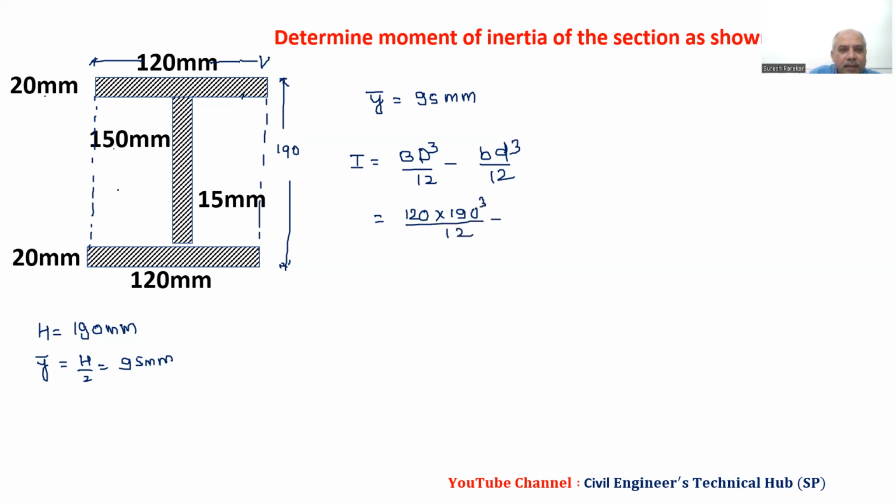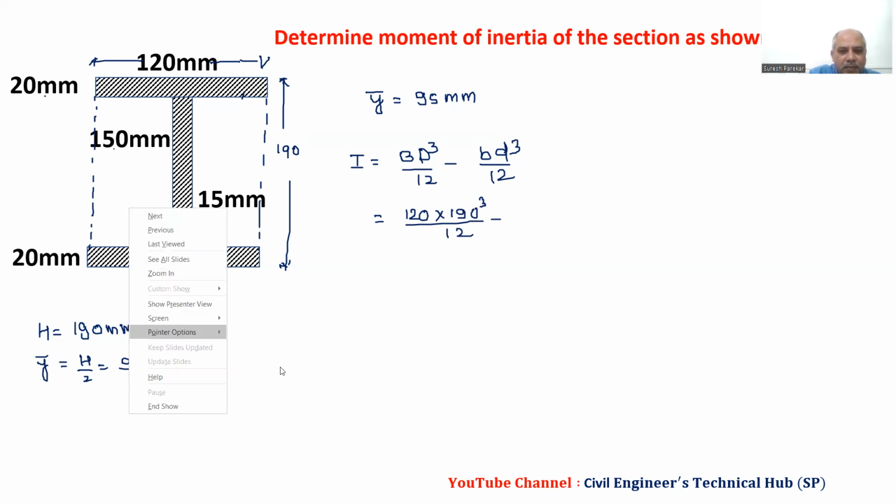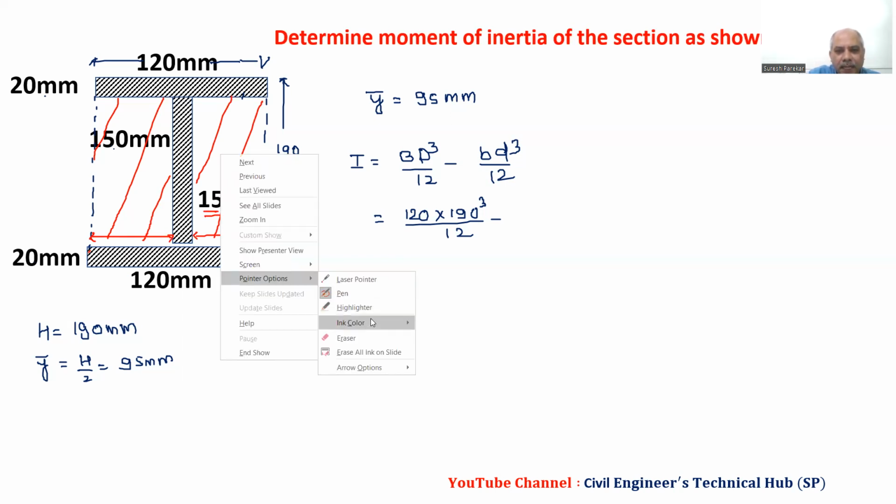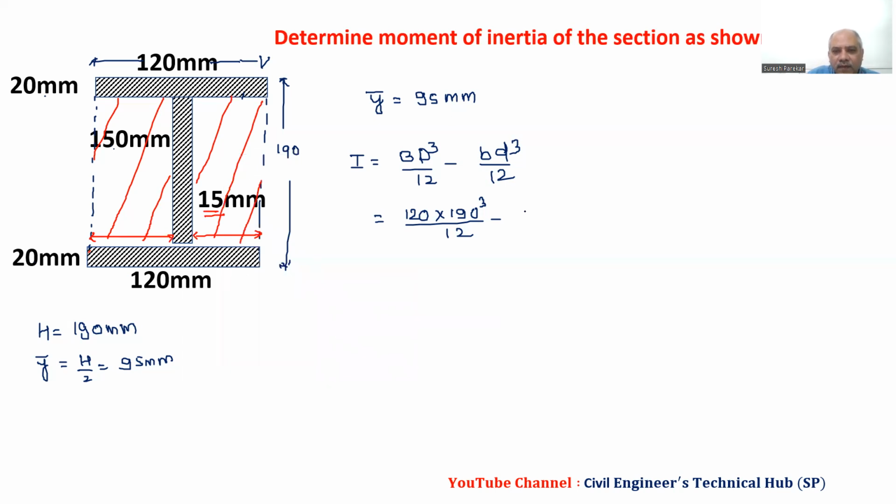minus small b, meaning now I will just hatch the portion in another color, so you will understand it very easily. We have to subtract this portion. Here, when it is a symmetrical I section, I need not calculate y bar. So now I have the b value, this value plus this value. So I will subtract 15 millimeters from 120. So we will get it as 150 minus 15. This is B into D.